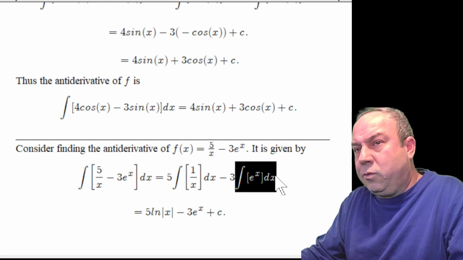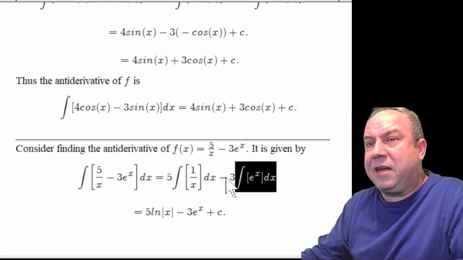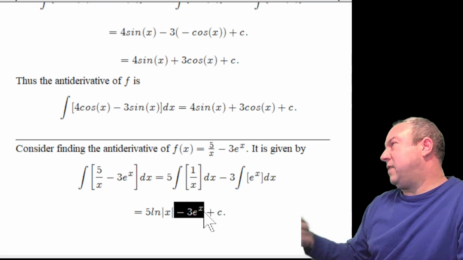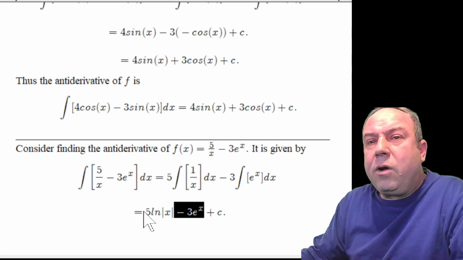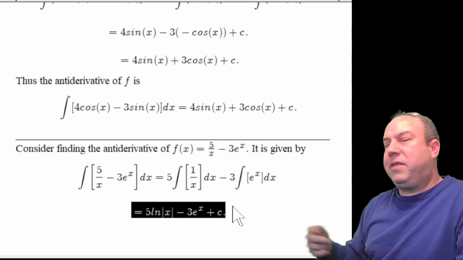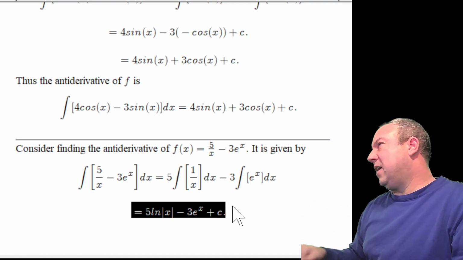And we know from the rules above that the antiderivative of e to the x is e to the x. So this will be negative 3 times e to the x. Right? So that's where we get this negative 3 times e to the x. When we combine those two results, it becomes 5 times the ln of the absolute value of x minus 3 e to the x plus some arbitrary constant value of c.